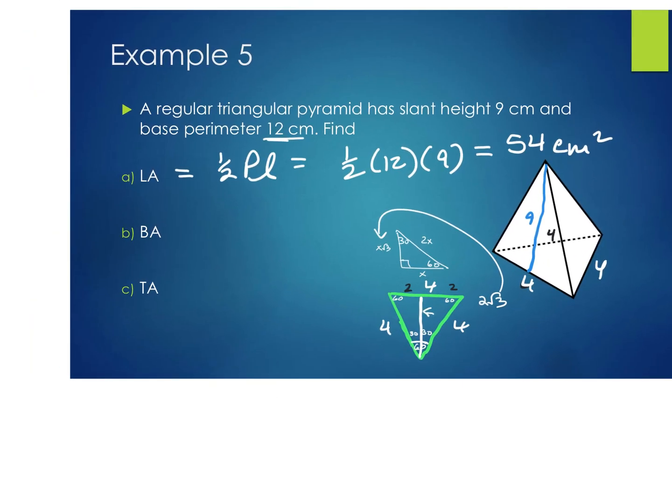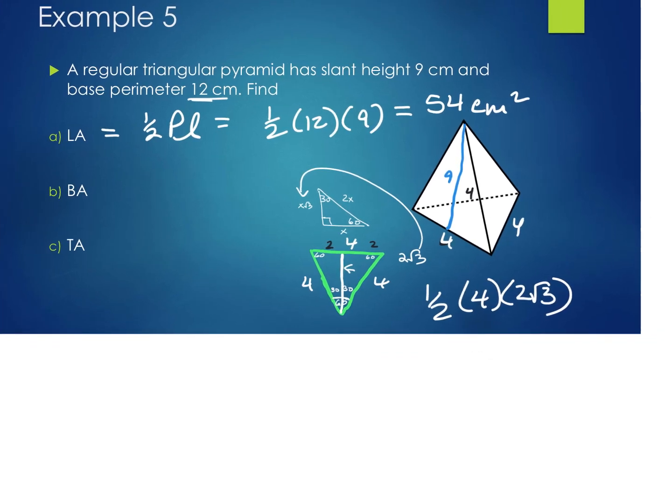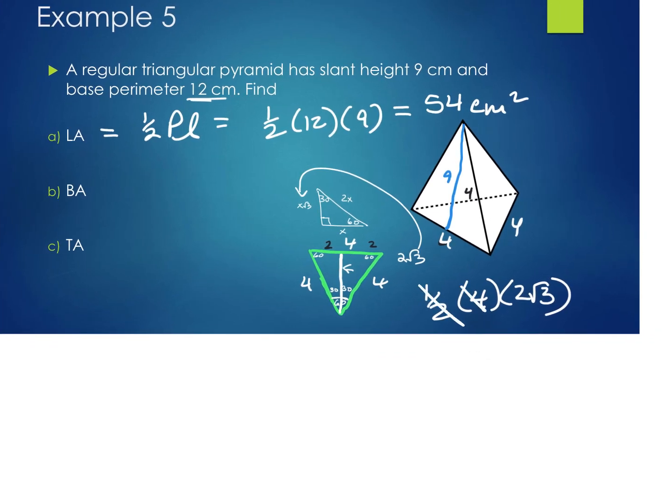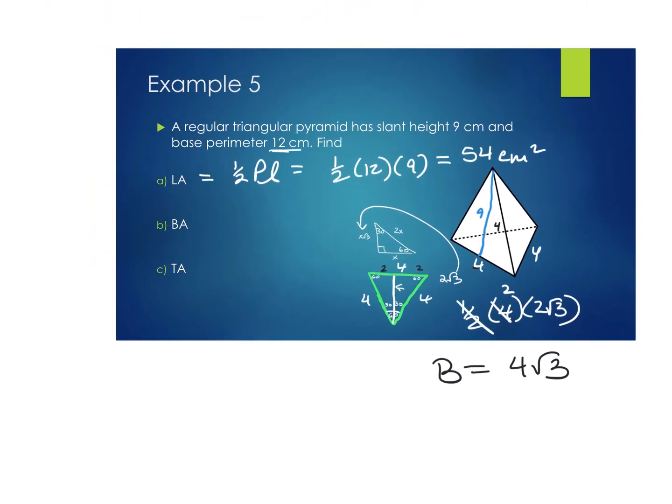So the base area is going to be 1/2 base, which is 4, height, which is 2 square root 3. Multiply these numbers. Now I could simplify this. And then the base area is going to be 4 square root 3. So this is my base area.